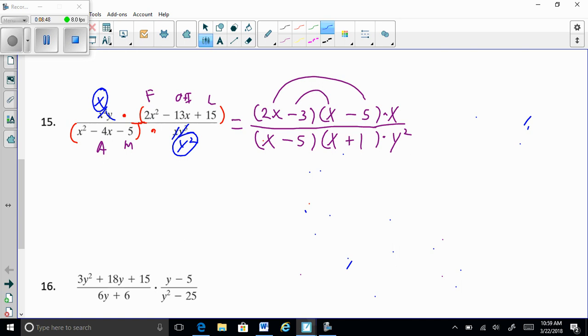And then you should notice that the x minus 5s are going to cancel out with each other. So that's good. So that cancels out. And so our final result, and it doesn't matter where you put the x and the y squared. Typically, we'll move them to the front. I guess that looks a little bit nicer. So you have x times 2x minus 3. And you don't need to distribute it. We actually want to keep it factored.